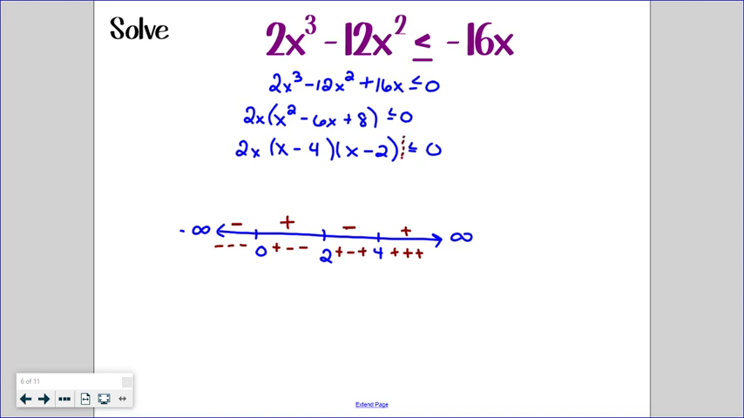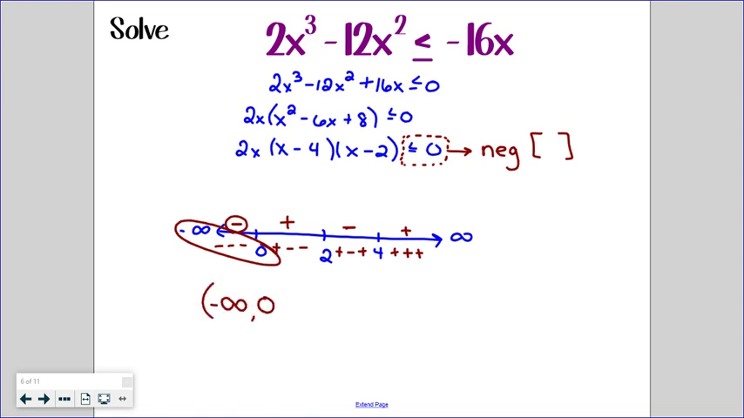And then we have to read our answer. And again, that comes from this part of it. Less than or equal to 0 would be negative numbers. And again, including our zeros. We have two sections that are negative, so that would be our first, negative infinity up to 0, including our 0. And this one right here, from 2 to 4, again, including both of those because of the "or equal to."